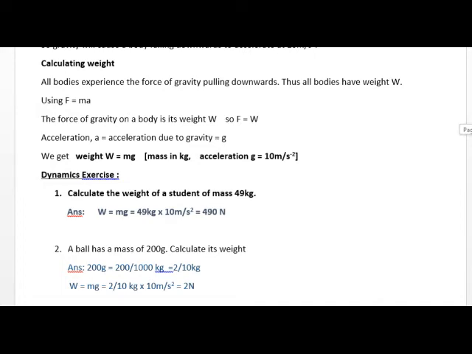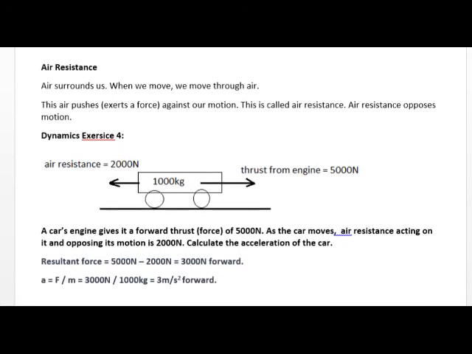Maintenant, let's look at air resistance. Alors, on vient de voir l'effet de air resistance. Air resistance peut ralentir un objet en chute, sans changer son accélération. Gravity donne à un objet une accélération de 10. Mais là, air resistance peut affecter son accélération. Now, air exerts a force against our motion. This is called air resistance. Air resistance opposes motion.